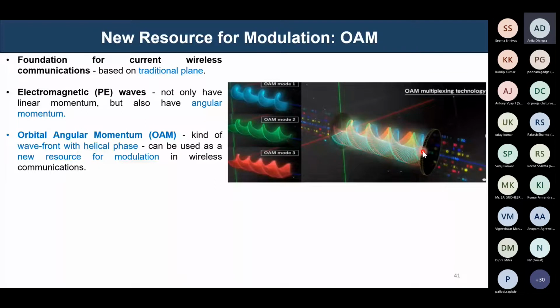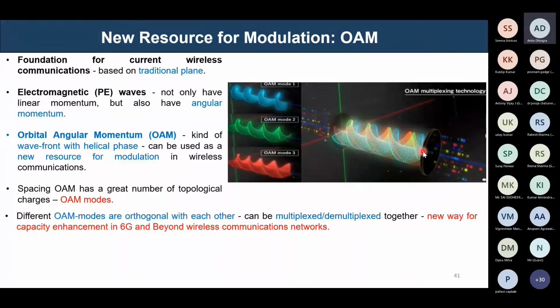At different wavelengths, again there would be OAM multiplexing. So technically we have infinite bandwidth, correct? Which is definitely not possible practically, but still we have very large bandwidth, and those signals are called OAM modes, orbital angular momentum modes. This is a new way to enhance the capacity in 6G.